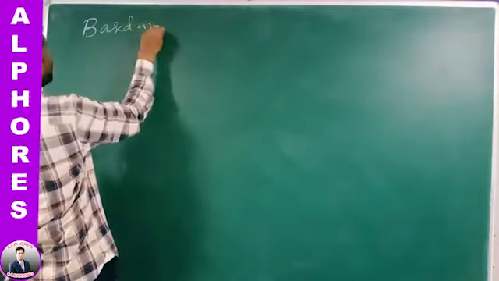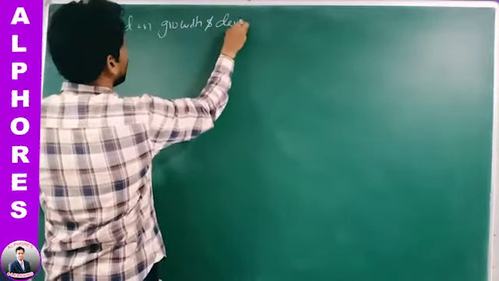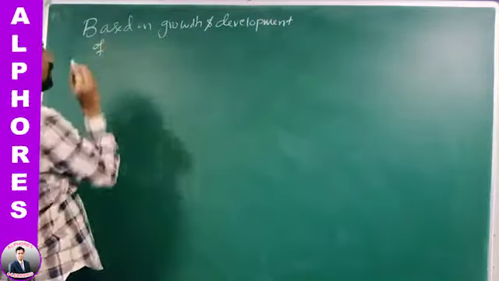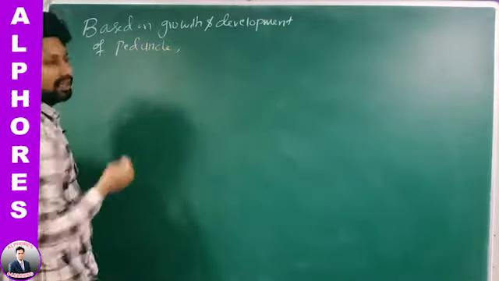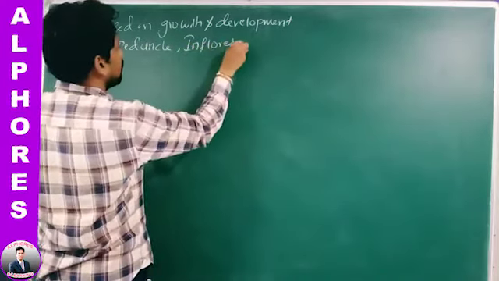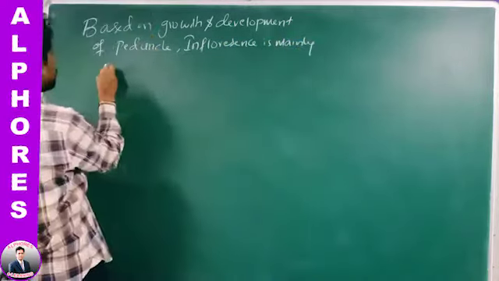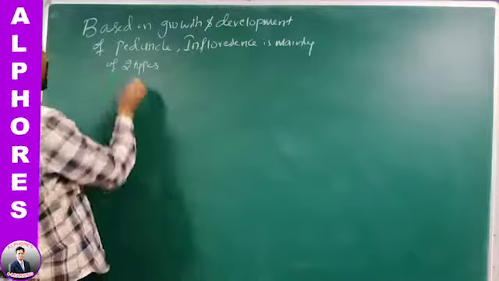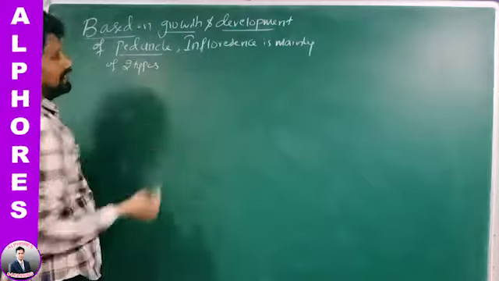Based on what? Growth and development of peduncle. Okay. Inflorescence is mainly of two types. Is this statement okay? Right? Based on what, sir? Based on growth and development of peduncle.